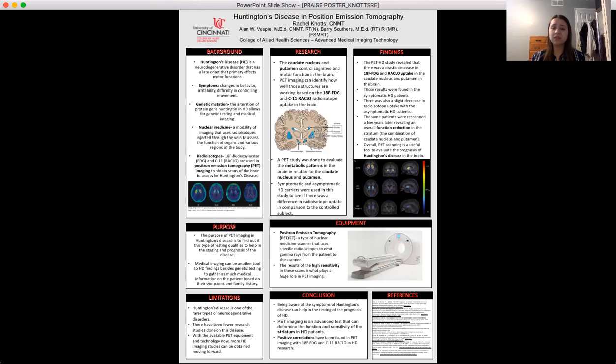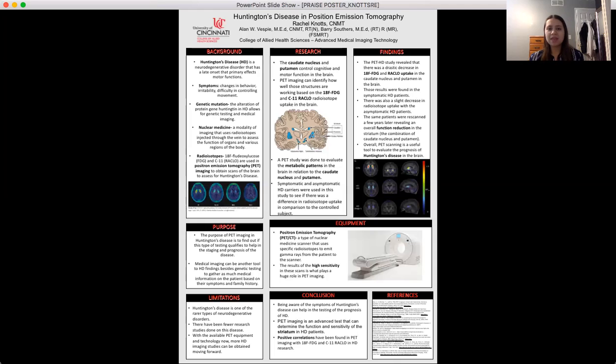And based on these findings of this research, this can conclude that PET scanning is a useful tool to help evaluate the prognosis of Huntington's disease in the brain. So really the purpose of just PET imaging, just in general and specifically for Huntington's disease, is just to find out if this type of testing qualifies to help in the staging and prognosis of this disease.